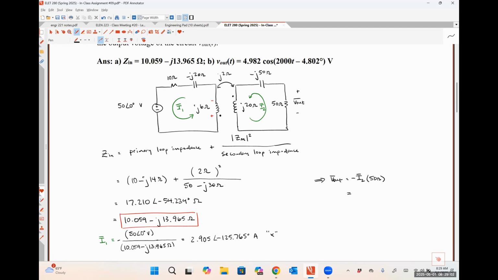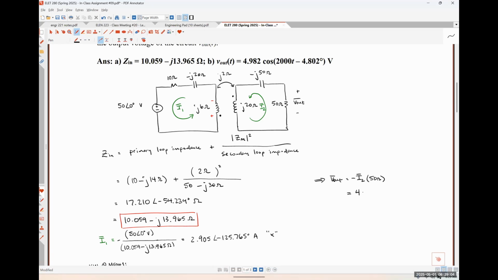and I wind up getting 4.982 with an angle of negative 4.802 degrees volts. Okay. So that is my phasor representation, but I asked for a time domain signal.